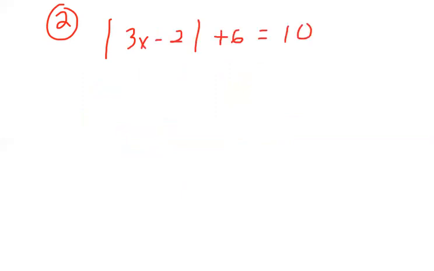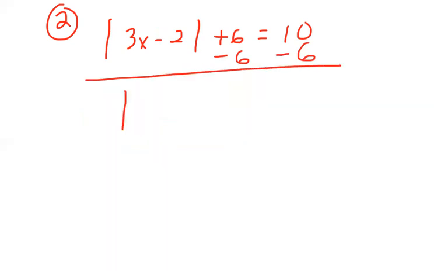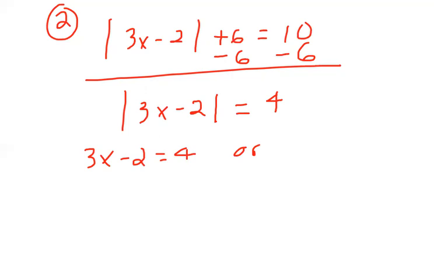Okay, here comes number 2. Now, for number 2, I've got the absolute value of 3x minus 2 plus 6 is equal to 10. For this particular problem, guys, what you have to realize is that the absolute value is not isolated, so you got to isolate the absolute value first by subtracting 6 from both sides. That leaves you with the absolute value of 3x minus 2 is equal to 4. And then once you isolate it, you can break it up into 2 equations and solve both equations.